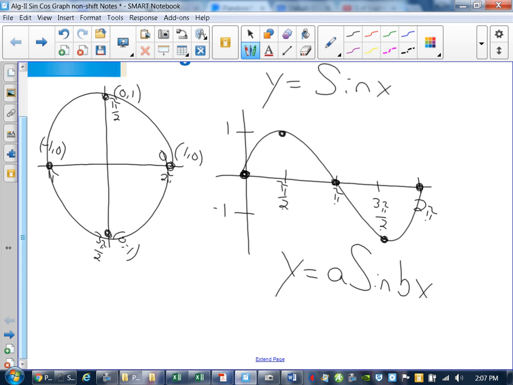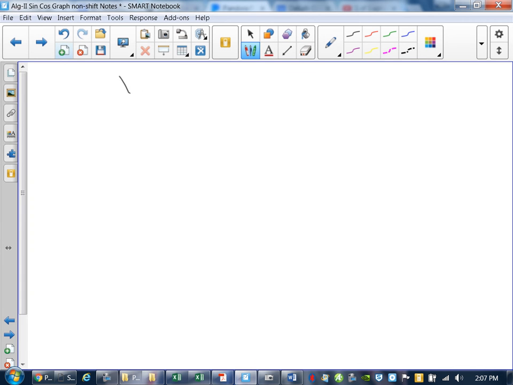Wait, where does the A and B come from? I'll show you. These a's and b's come into play with the a is a scalar. It's a multiplier to raise or lower the curve for its height. The b value works with how fast it oscillates. It works with its period. Okay? So you get something that looks like this. We rewrite that. Y equals a sine bx.